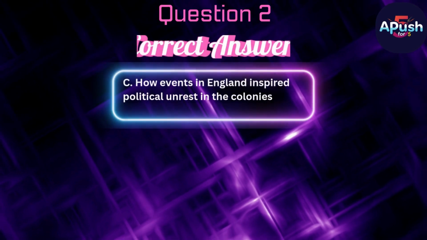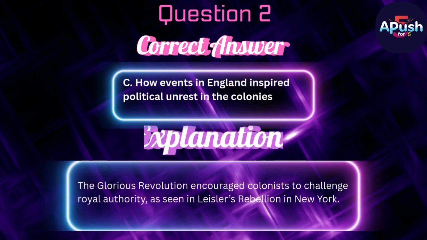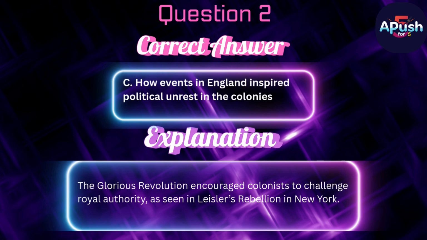The correct answer is C. How events in England inspired political unrest in the colonies. The Glorious Revolution encouraged colonists to challenge royal authority, as seen in Leisler's rebellion in New York.